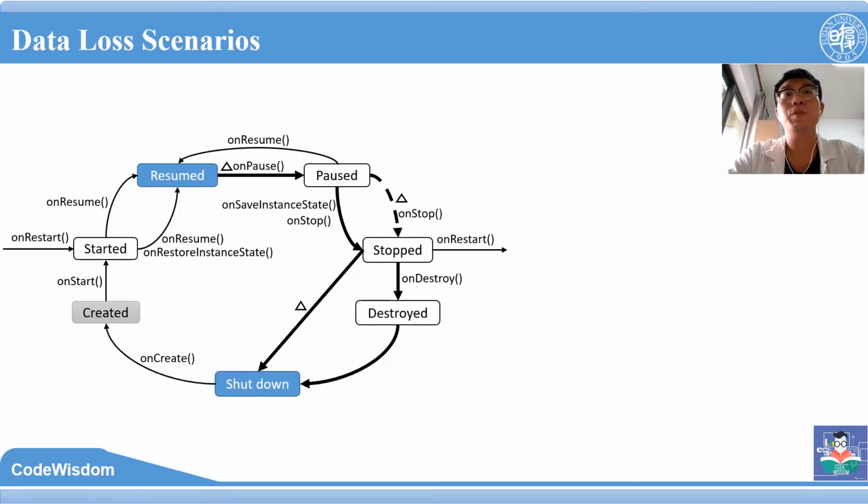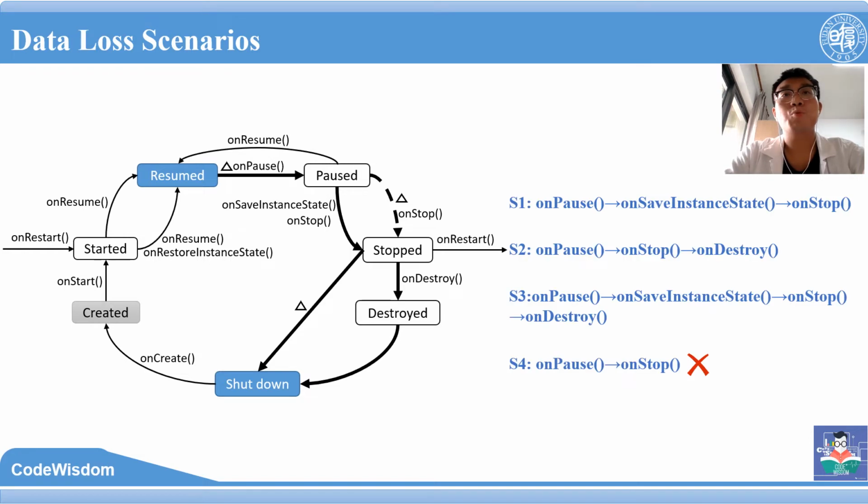This is the activity lifecycle diagram. The rounded rectangle represents the state of the activity. The methods on the edge represent the callback methods to be invoked when the activity goes from one state to another. Data loss is a state inconsistency issue that occurs in activity recreation. So, to identify all data loss scenarios, we need to find all paths from the resumed state to the shutdown state. As shown in the lifecycle diagram, there are 4 paths.